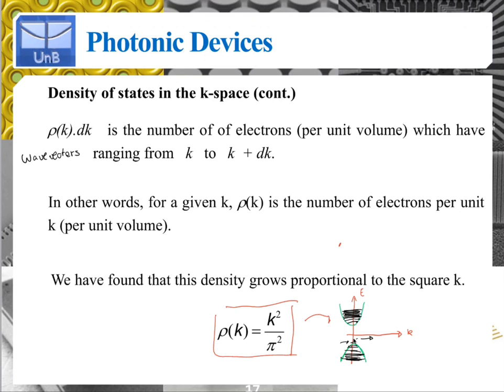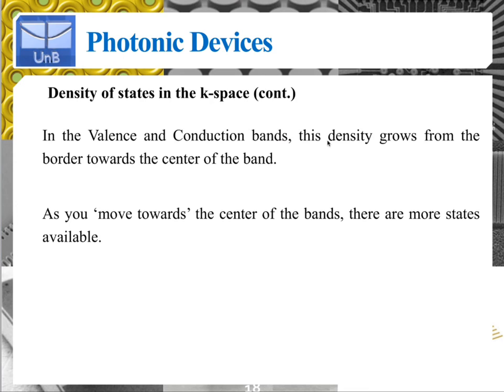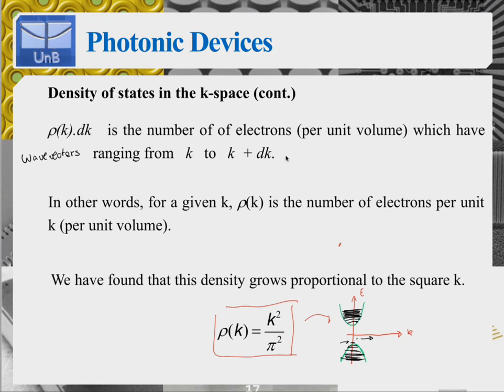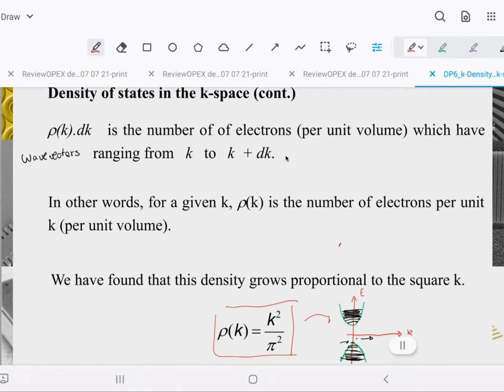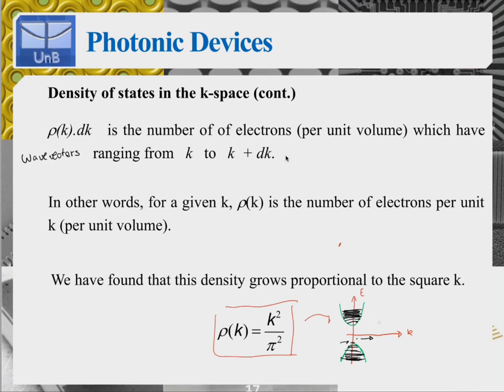So close to the band edge, you have a smaller density of states. In fact, for k equals 0, this would be exactly equal to 0. And as the magnitude of k increases, the density of states increases. I'm drawing here lines that correspond to the states. The density of states per unit k increases, so you have more states per unit k. In the valence and conduction bands, this density grows from the band edge towards the center of the band. When I say the center of the band, think of the energy band diagrams like we usually draw them.